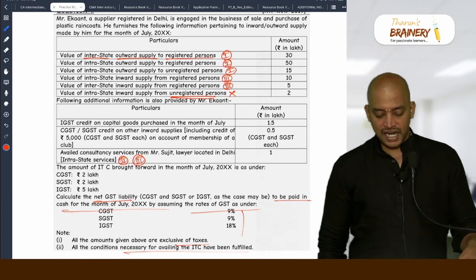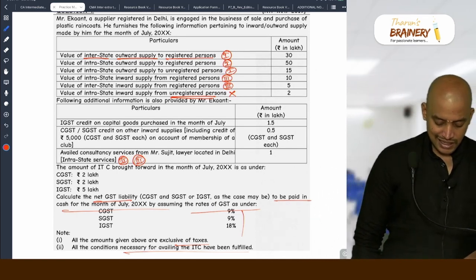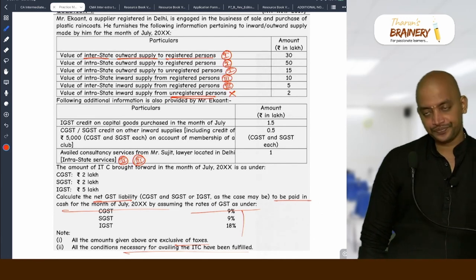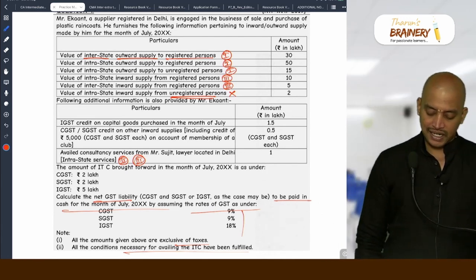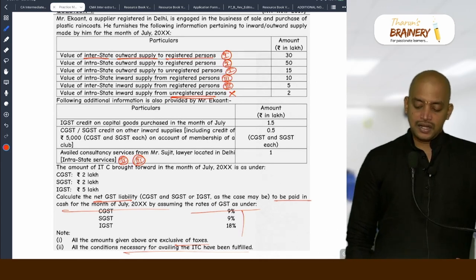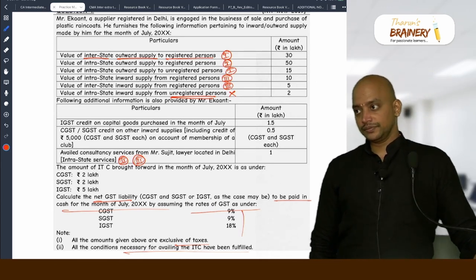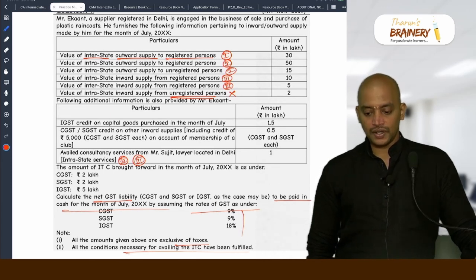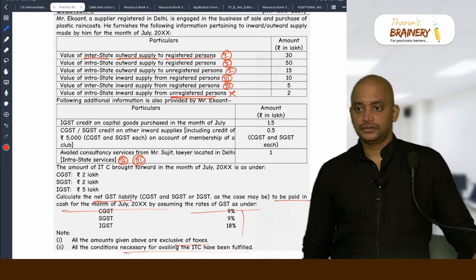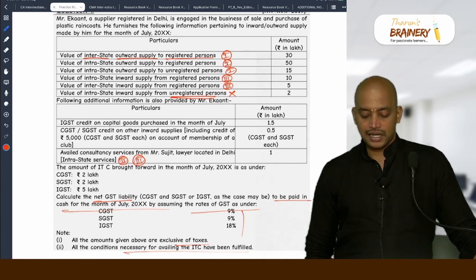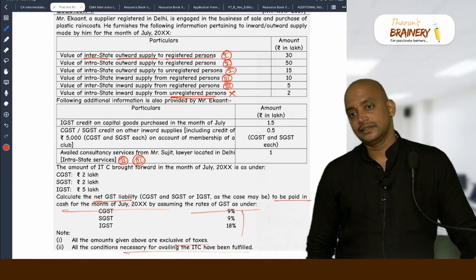Advocate services, value 1 lakh. Intrastate or interstate? Intra, clearly given intra. So CGST, SGST. So 9,000, 9,000. That's it. We don't have anything else. Next, third statement.